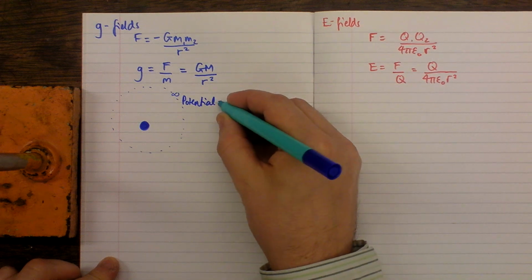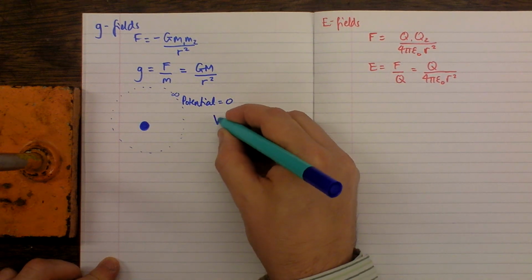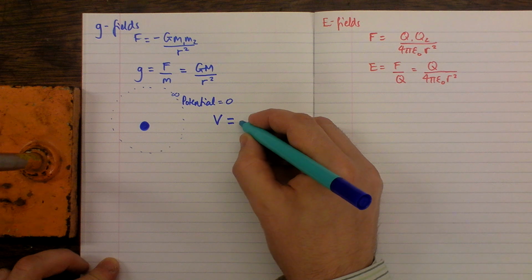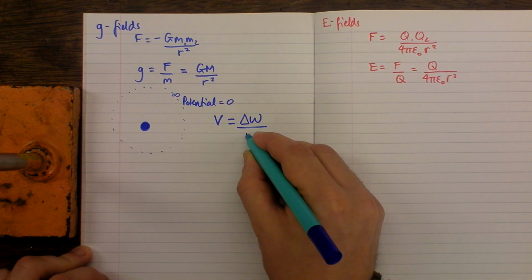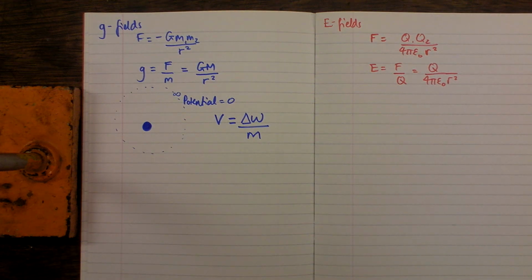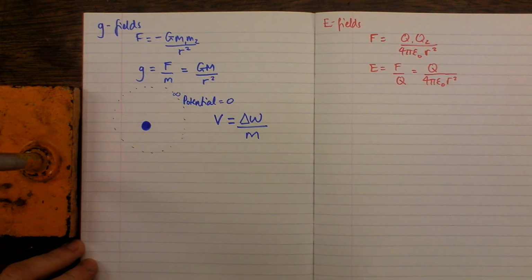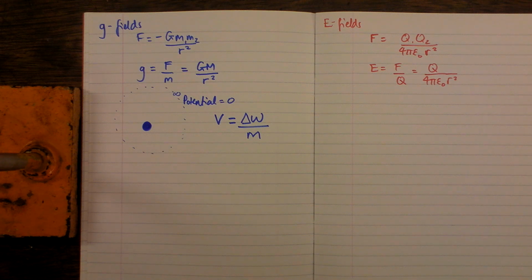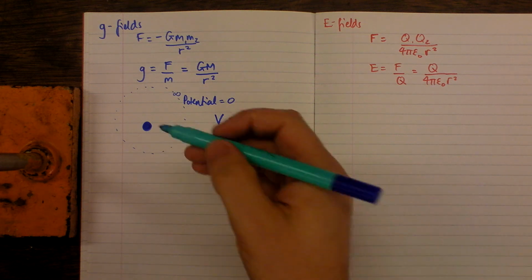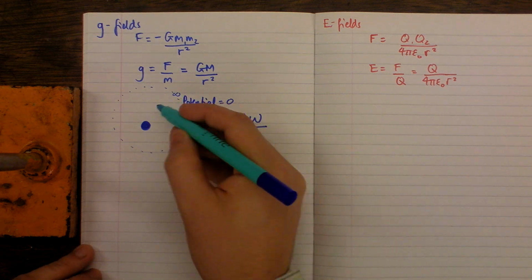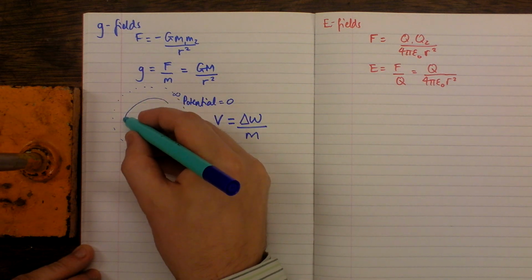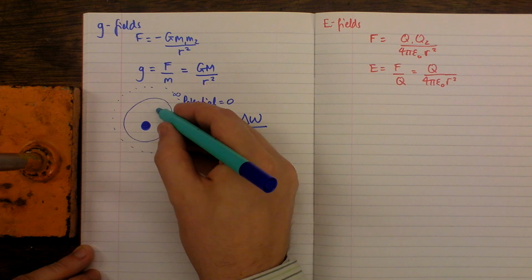Now what is potential? Well, potential, V, is the work done per unit mass to move a body from infinity to a specific point. Now, for gravitational fields, because they're always attractive, it actually takes energy to move something away from the planet. So anything closer to the planet is actually at a lower potential.